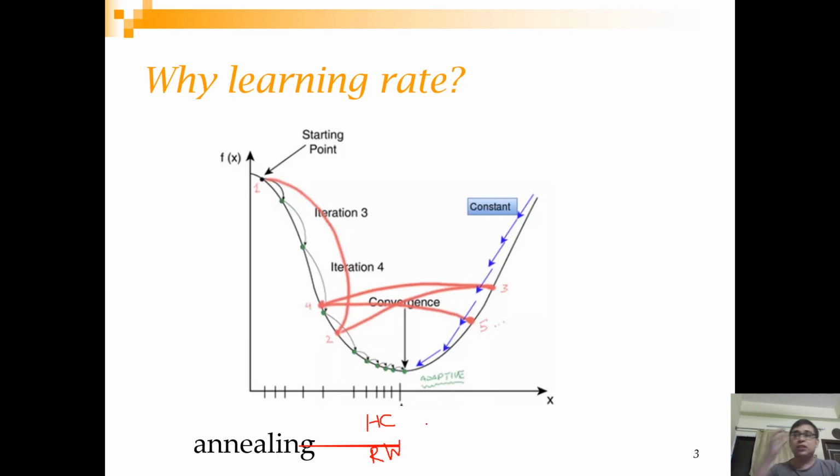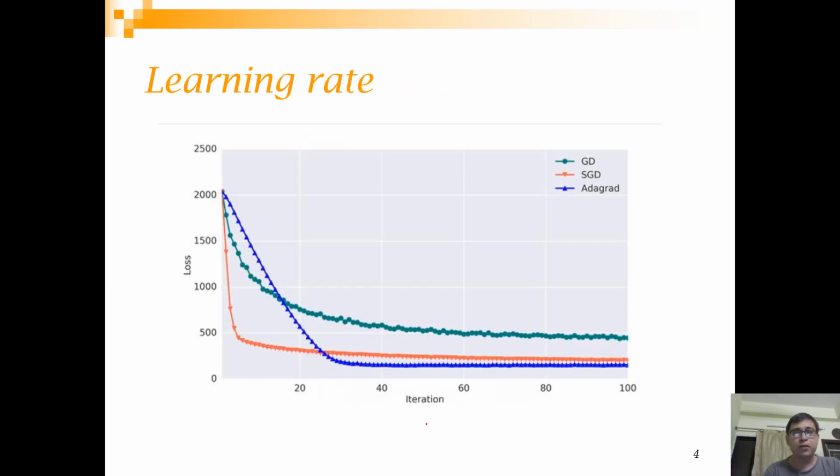Because then there is less chance that you will get stuck in a local minima. And when you are moving towards the optima, you gradually move from random walk to hill climbing, right? So that you don't actually get stuck or get deviated from the optimal point. So that is one of the motivations of this AdaGrad algorithm.